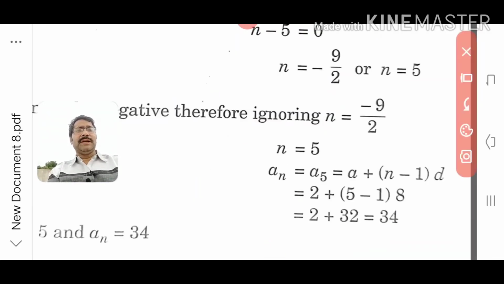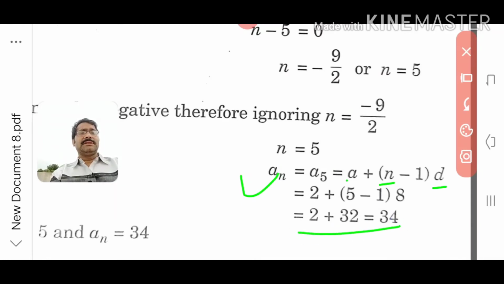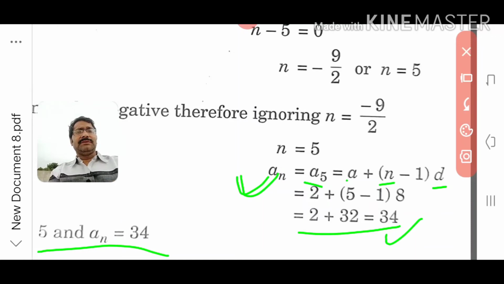Now here we have to find an also, so we have to find a5. a5 equals a plus (n minus 1)d. In place of n you put 5, in place of a you put 2, and in place of d you put 8. So 2 plus (5 minus 1) into 8: 4 into 8 is 32, and 32 plus 2 is 34. An means the value of n here is 5, so you have to find a5. So two answers are here: n equal to 5 and an equal to 34.